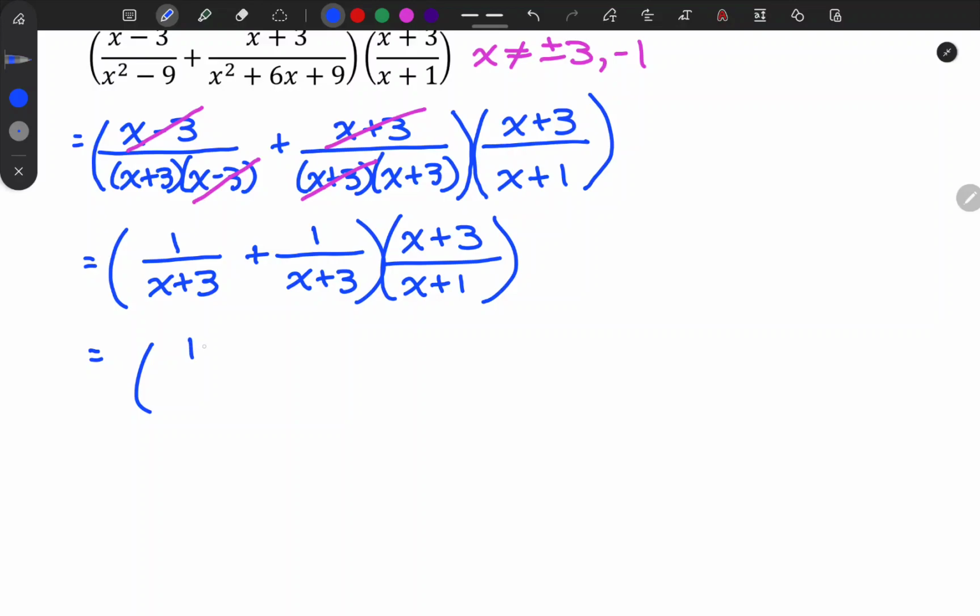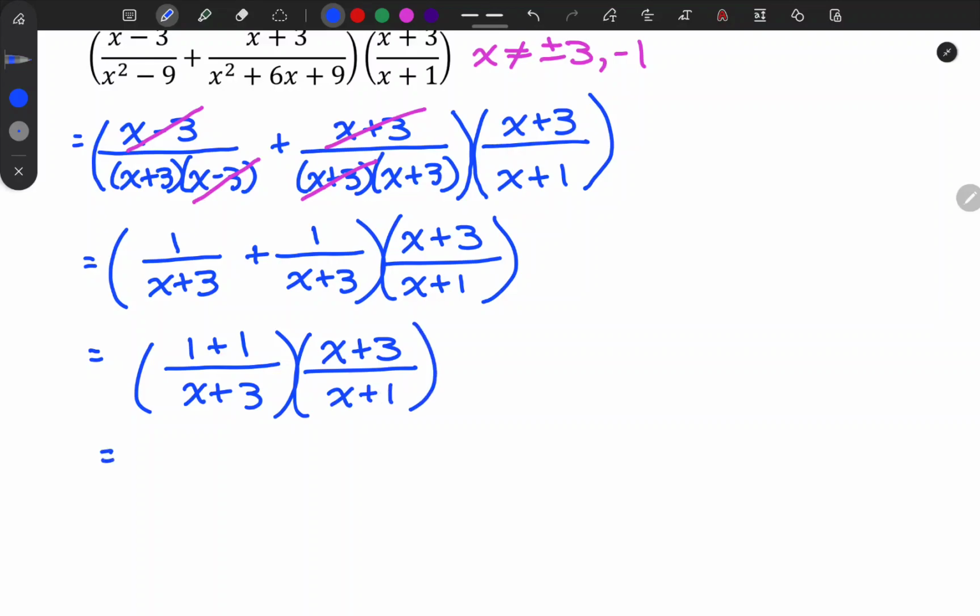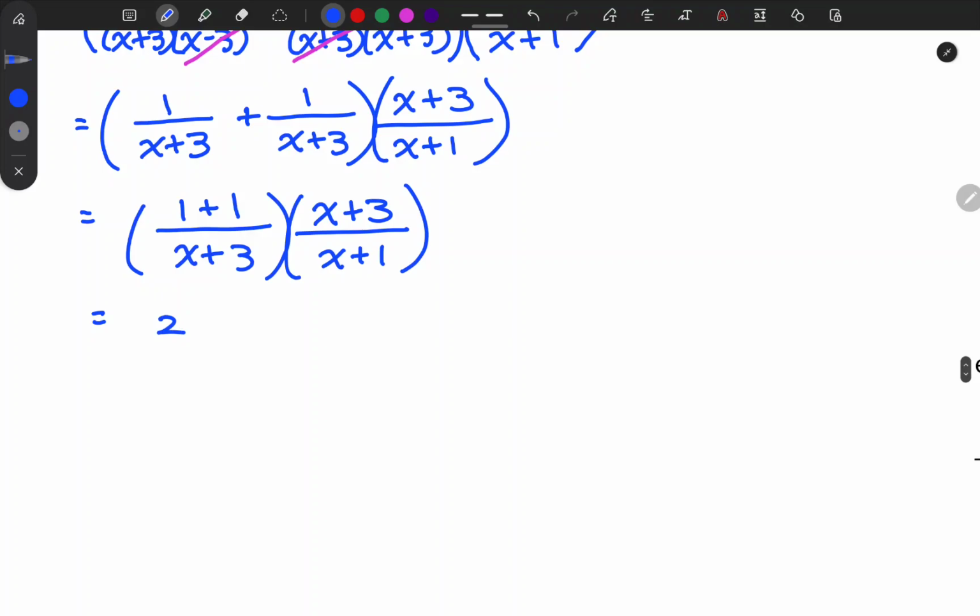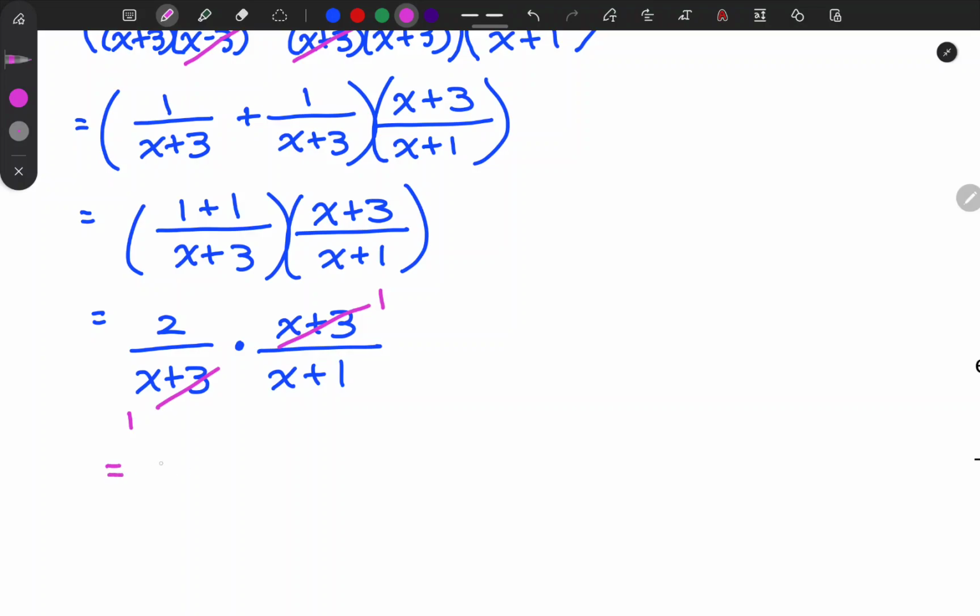I am going to actually write out that step, obvious as it is, 1 plus 1 over x plus 3, and then times x plus 3 over x plus 1. Now we can do that addition. And at this point, I'm just going to rewrite it as a multiplication problem. 2 over x plus 3 times x plus 3 over x plus 1. Again, we have this lovely x plus 3 that will divide out, leaving us with just 2 over x plus 1.